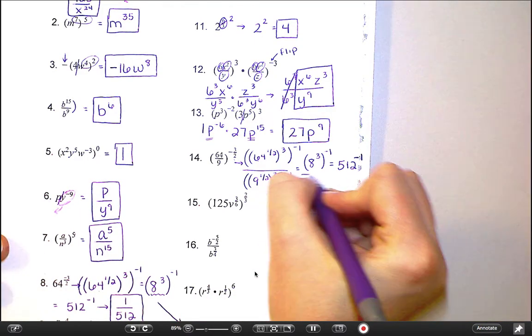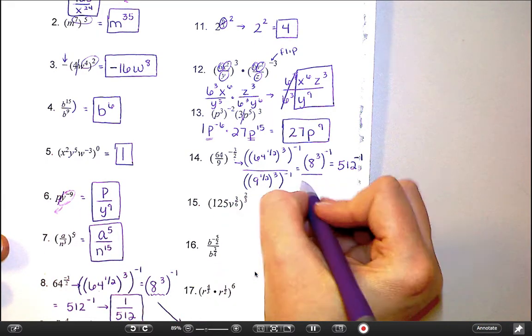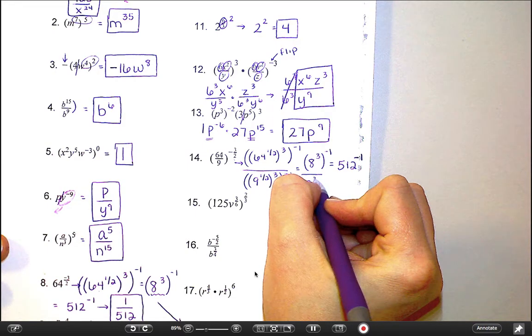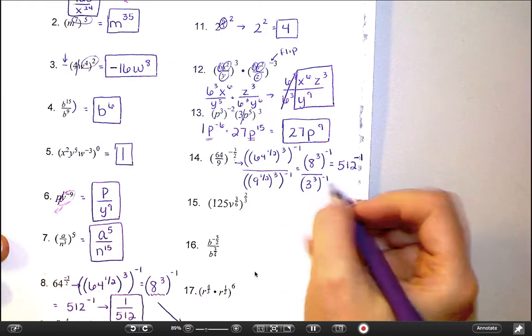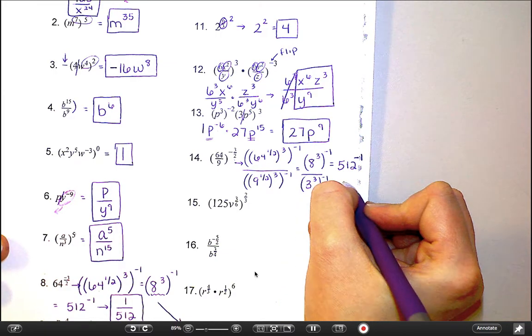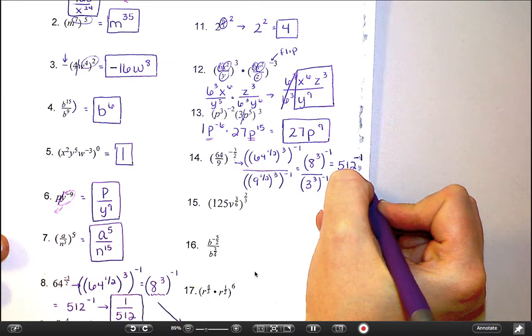Let's work through the bottom. 9 to the 1/2 is 3. So then I have 3 to the 3rd to the negative 1. 3 to the 3rd I know is 27. So this is 27 to the negative 1.